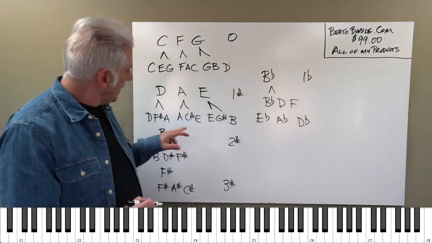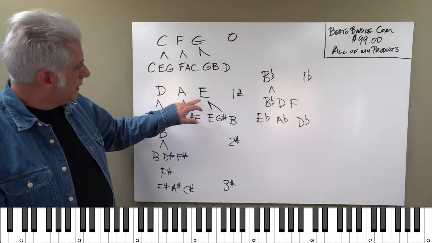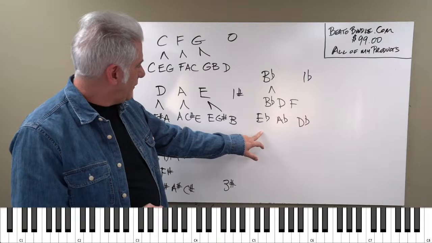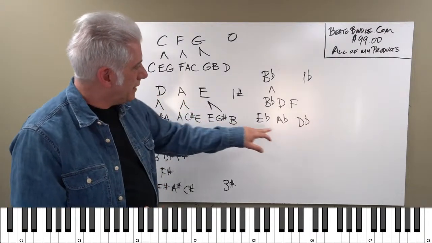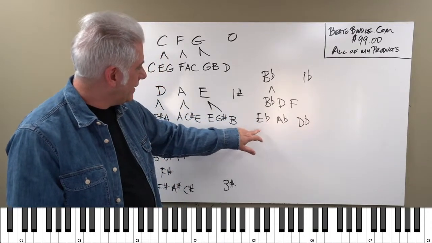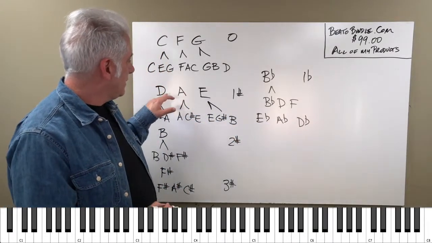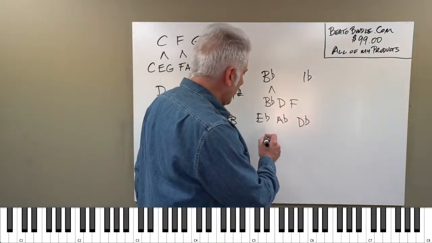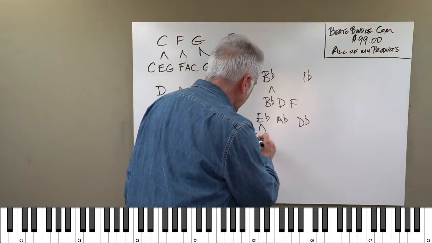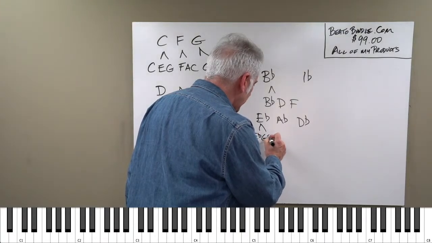Okay, it's kind of like this, right? If you look at it, it's actually the same letters, right? You get D, A, E flat. You have D, A, E, just in reverse. So it's easy to remember. Okay, so this one is E flat, G, B flat.